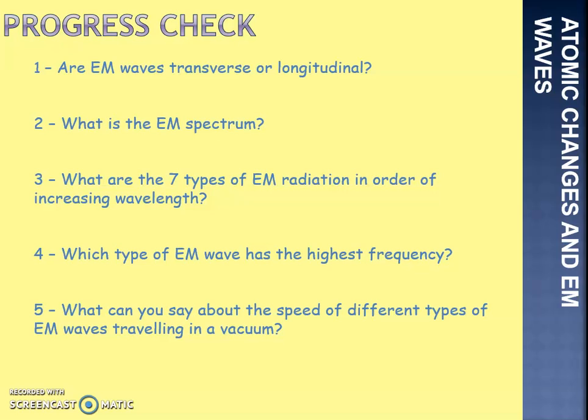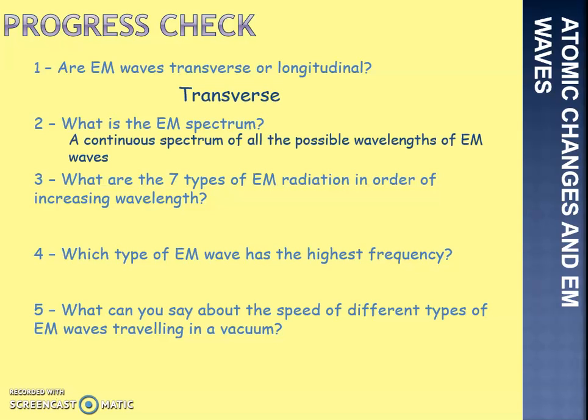Now question 1. Are EM waves transverse or longitudinal? EM waves are all transverse. What's the EM spectrum? That's a continuous spectrum of all the possible wavelengths of electromagnetic waves. What are the 7 types of electromagnetic radiation in order of increasing wavelength? So we start with the smallest, end at the largest. It would be this order: gamma, X-rays, ultraviolet, visible, infrared, microwaves, and radio.